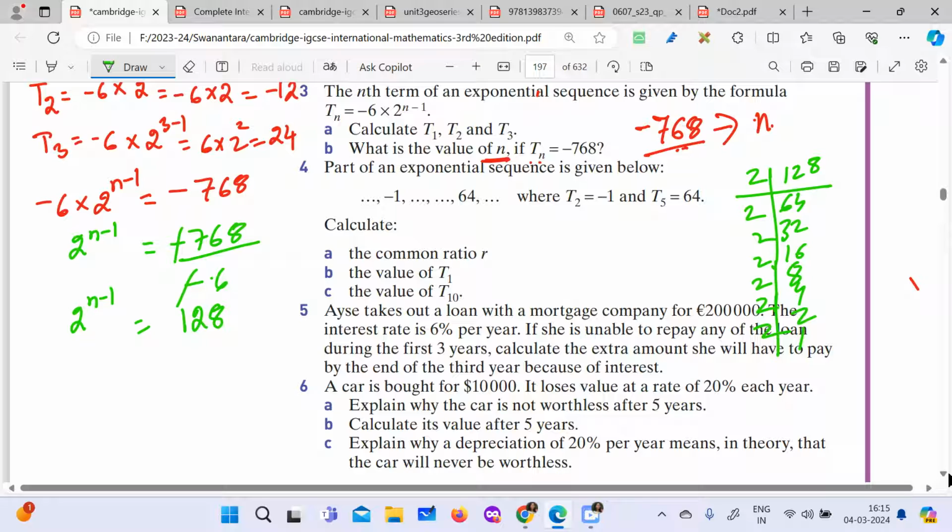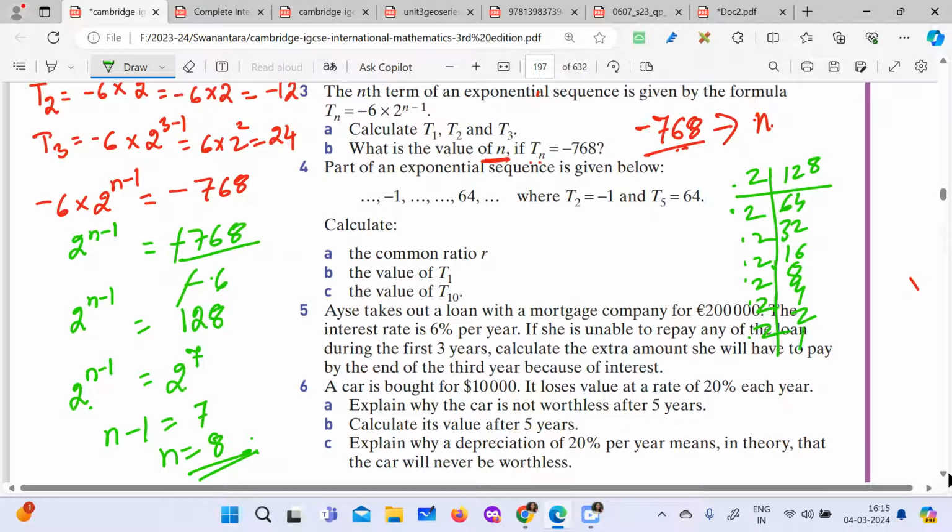1 2 3 4 5 6 7. So 2 to the power of n minus 1 is equal to 2 to the power of 7. Since the bases are same, I can say n minus 1 is equal to 7, and n is equal to 7 plus 1, that is 8. So I can say that minus 768 is our eighth term. Is this clear? Yes. Right?